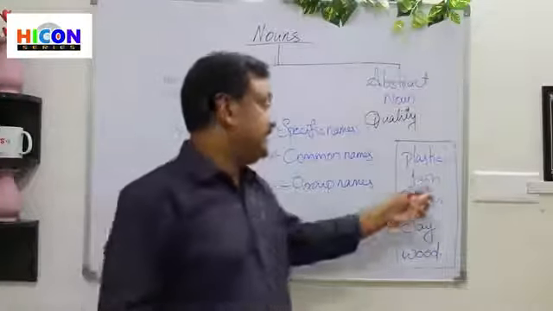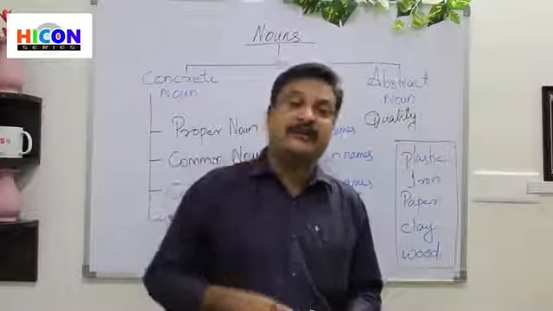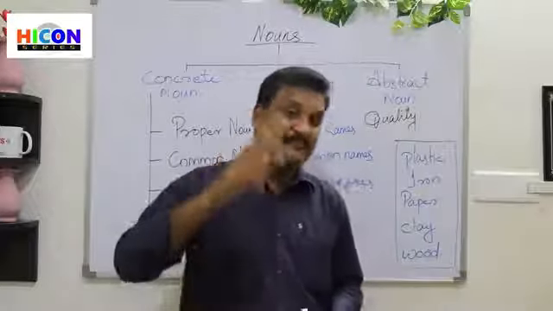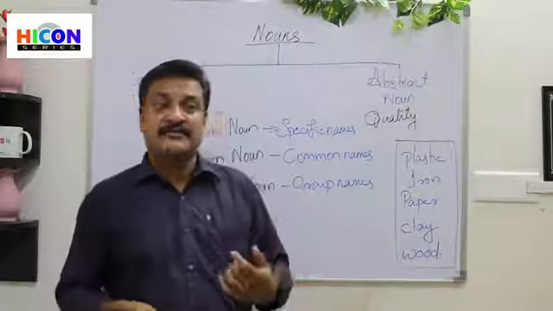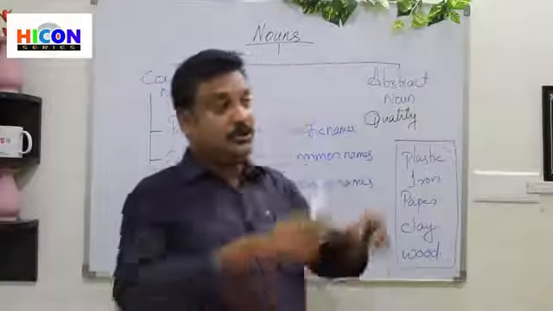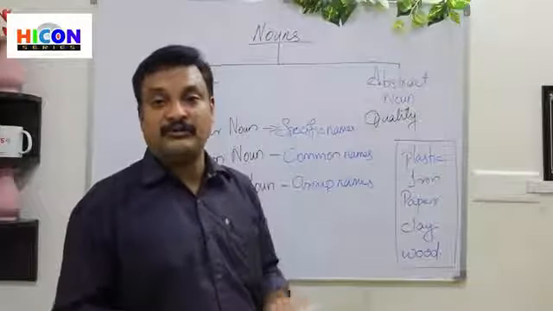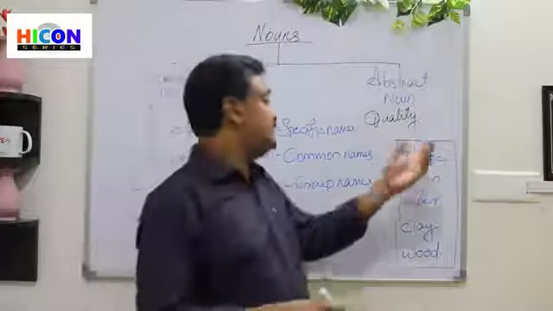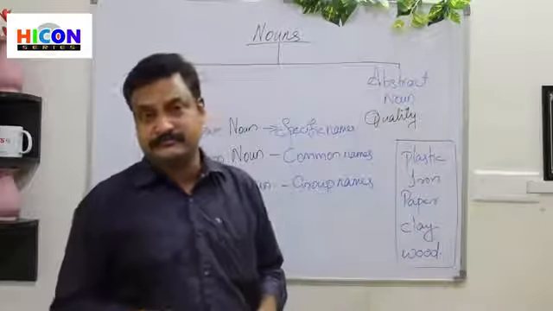Now the second thing, iron. So I said knife is made up of iron, scissors are made up of iron. Sometimes we can see some parts of the chair are made up of iron. The window grills are there. Window grills, they are made up of iron. So just like plastic, iron is also used for making different things.